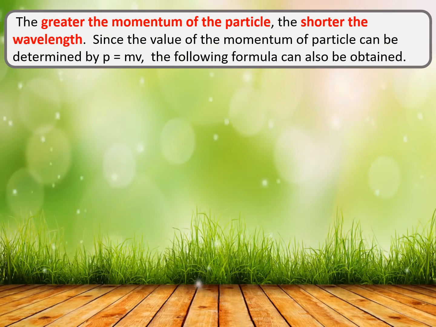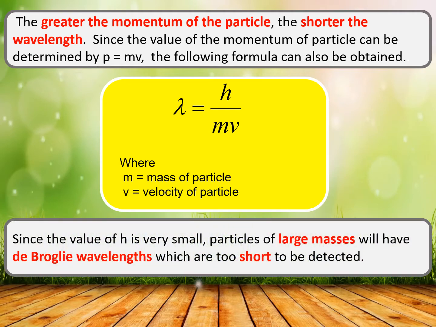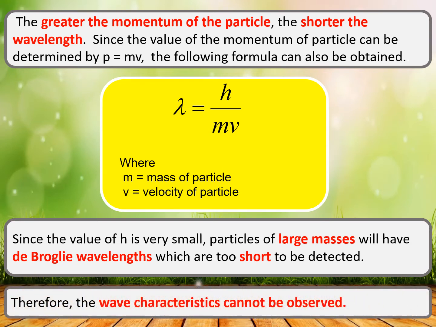Since the momentum of a particle can be determined by p equals mv, the following formula can also be obtained. Lambda equals h over mv, where m is the mass of the particle and v is the velocity of the particle. Since the value of h is very small, particles of large masses will have de Broglie wavelengths which are too short to be detected. Therefore, the wave characteristic cannot be observed.